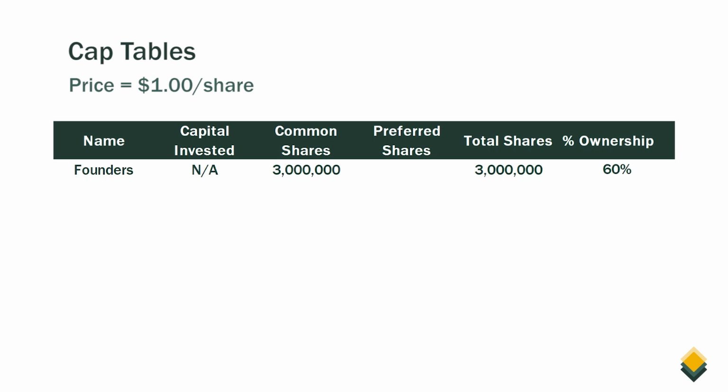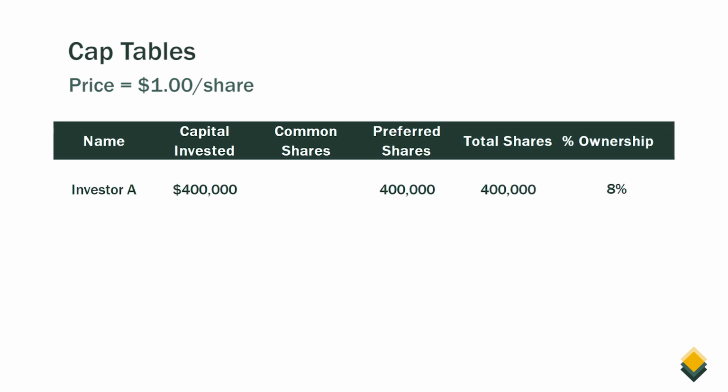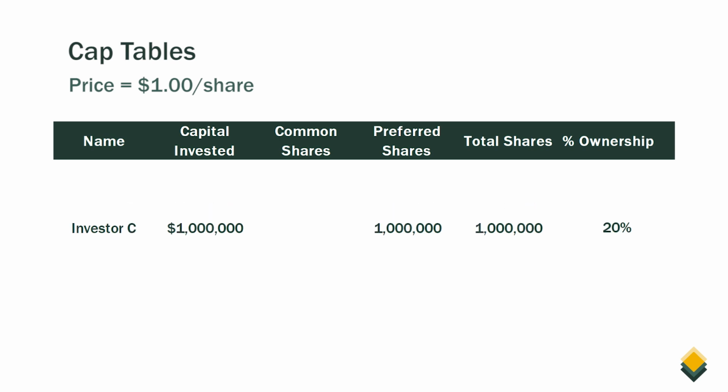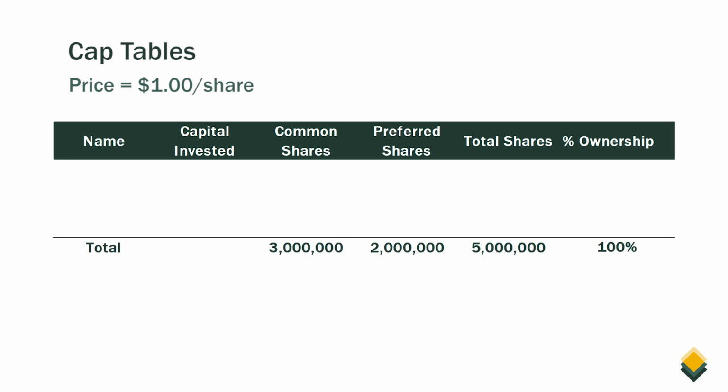But just to make this a little more complicated, let's say that the $2 million came from 3 different investors. Investor A invested $400,000, or in other words, bought 400,000 shares. Investor B invested $600,000, or in other words, bought 600,000 shares. And investor C invested $1 million, or in other words, bought 1 million shares. And if that's the case, then there would be total shares of 5 million.